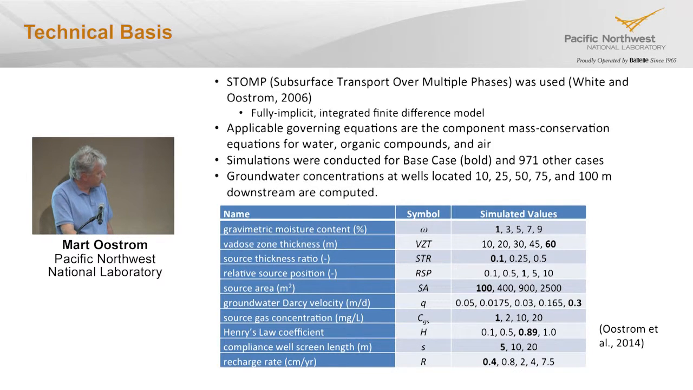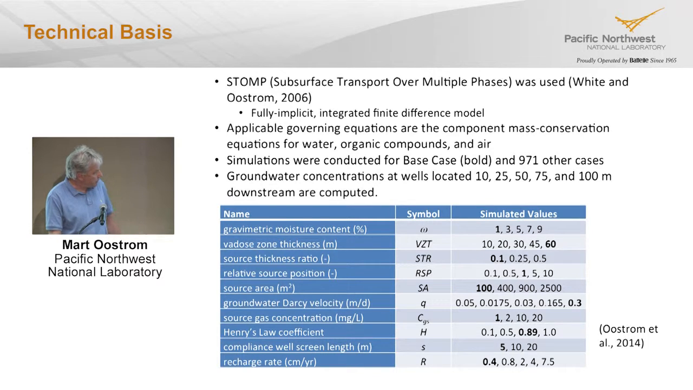For instance, for the gravimetric moisture content, we did simulations ranging from 1 to 9% of water. You can see the range in parameters for all these other variables. You also see some of the limitations that we have to work with. You cannot have an endless range for your applications. For instance, we talked earlier about the recharge. We varied it from 0.4 to 7.5 centimeters per year, and the reason is that when the recharge is larger than this number, you get a large contribution of aqueous phase transport.